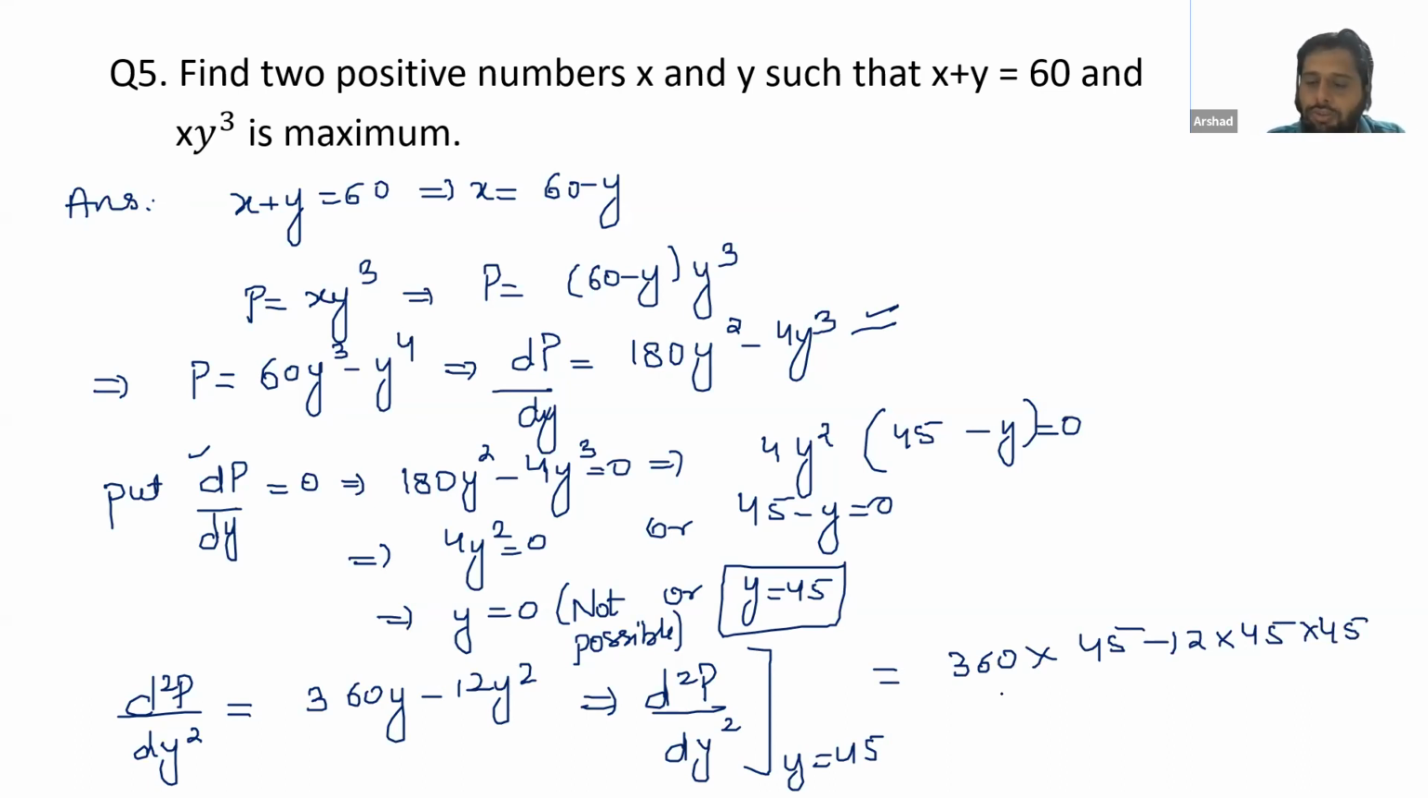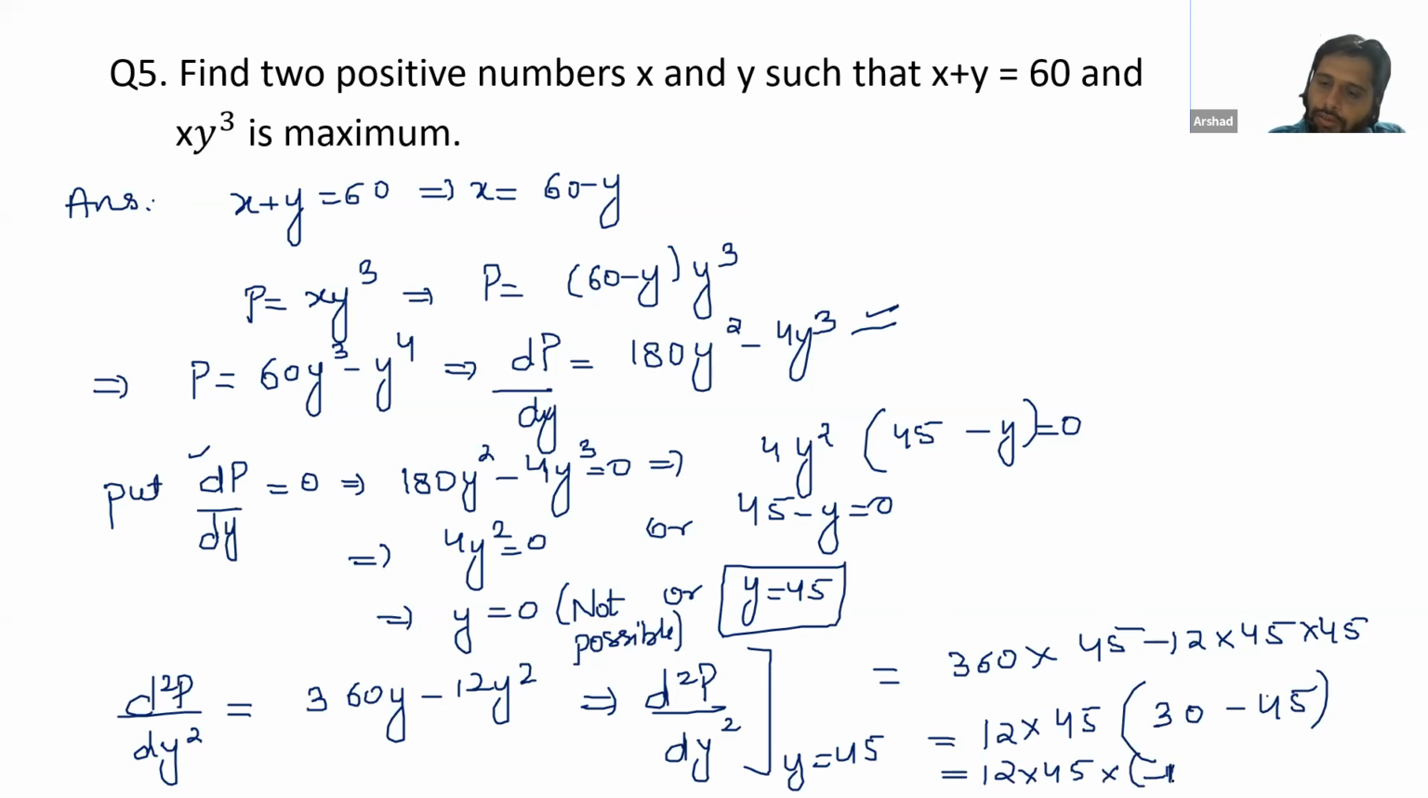It's your choice. You can multiply both, then subtract, or the other method is I will take 45 common, and I will take 12 also common. So what I will get here: 12 into 45 into (30 minus 45)... this is just a calculation, so you can do this on your own. Minus 15. We need to multiply this, and Zad has sent me the answer, minus 8100. That is correct. I'm not doing this calculation on my own; Zad has given me this answer, so I'm using it, but it is correct. Minus 8100, which is less than 0.